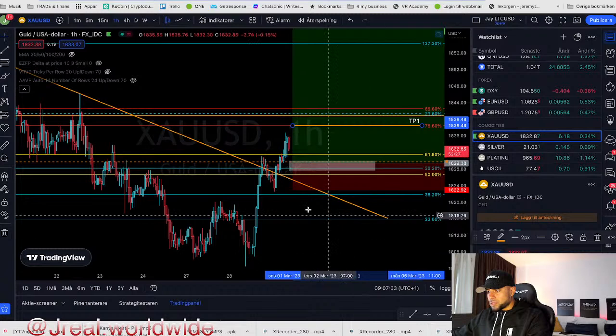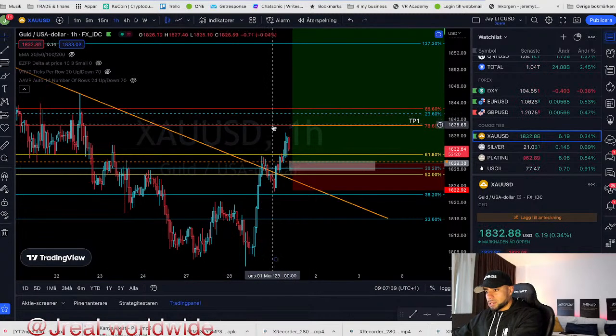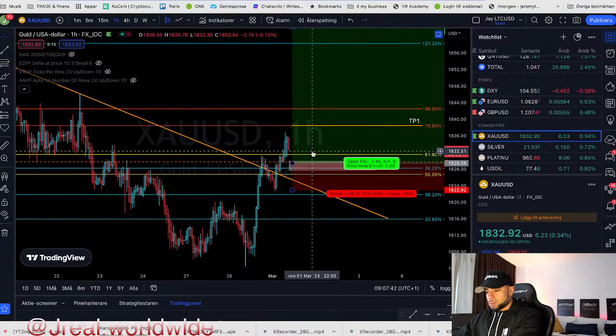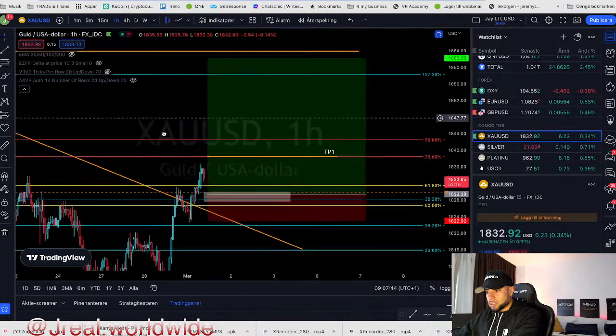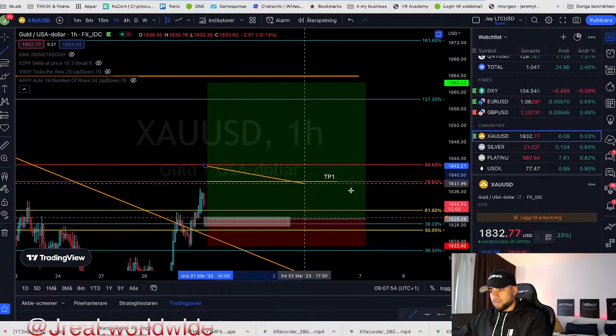That's first take profit. And I'm gonna do like this. I'm gonna do like this as well. Clean up a little bit. It's very messy right now on the chart. Next take profit is here. Right underneath. 1842.